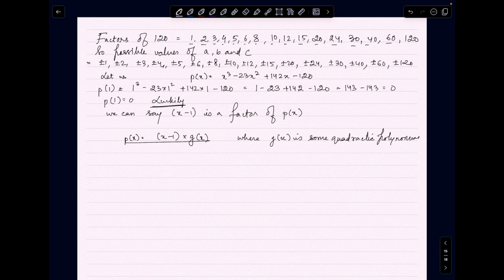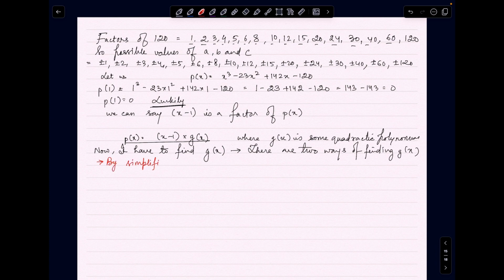P of x will now be written as x minus 1 into g of x, since x minus 1 is a factor of P of x. So now my next step is to find g of x. There are two ways of finding g of x. What are the two ways? The first method is by simplification. How are we going to simplify?